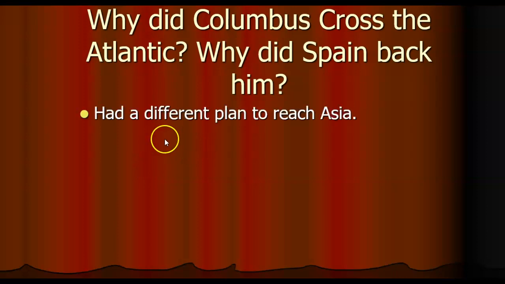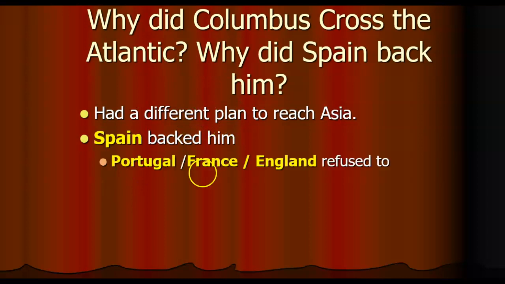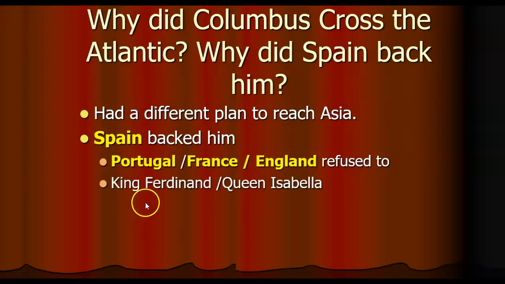Well, he had a different plan. Everybody else was reaching the east by sailing east. They would sail along the coast of Africa, not sail too far out into the Atlantic because they were scared of sea monsters. But Spain backed him because these countries refused to. He went to these countries and proposed his idea, and all of them said, nope, that's a bad investment, we're not doing it. The king, his name was Ferdinand, and the Queen Isabella decided they would take a risk.